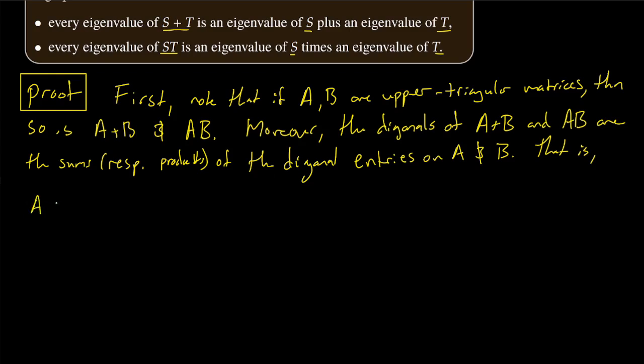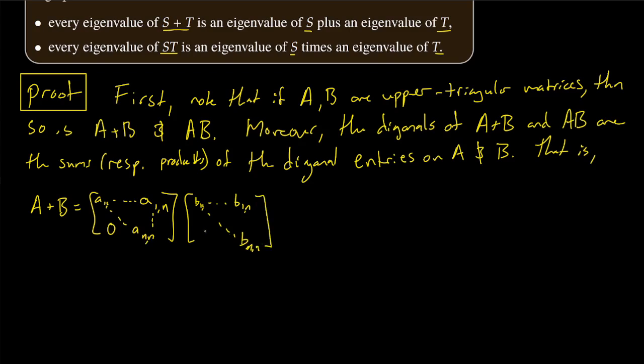So, A plus B. Just write out what A is. It's A_{1,1} all the way down through A_{N,N}, and going all across here, I'll get A_{1,1} all the way over through A_{1,N}, and all the way down there. Everything over here is zeros. And then our B will be B_{1,1} through B_{1,N}, going all the way down to B_{N,N}. Zeros everywhere else, since they're upper triangular, and I'm adding them together.